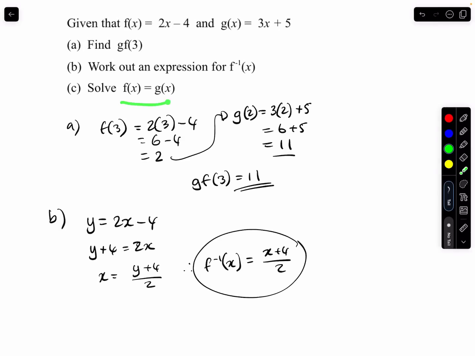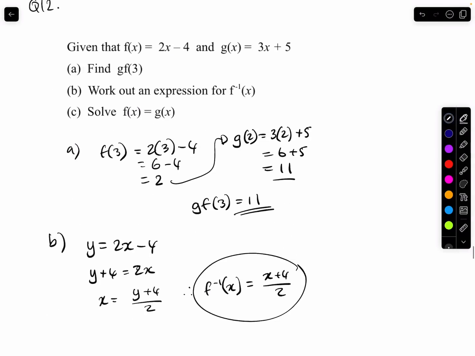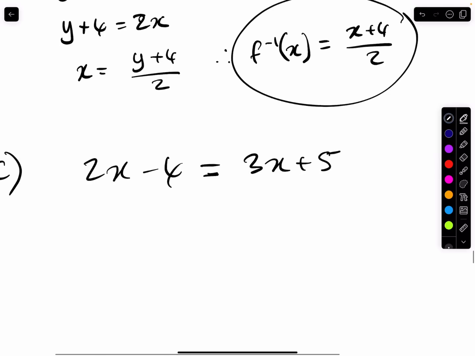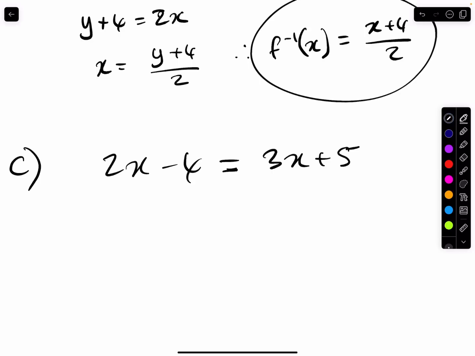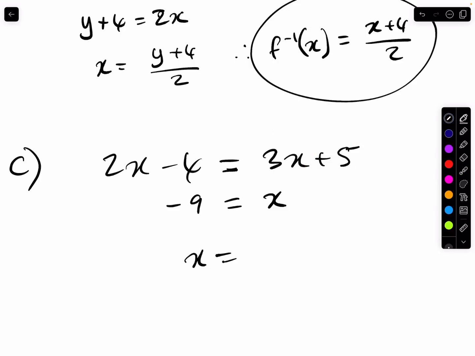Right, then it says solve f of x equals g of x. This is actually quite straightforward. It's just saying make this equal to that, and then solve it. That is part C. So 2x minus 4 is equal to 3x plus 5, and this becomes a linear equation that we have to solve. I'm going to take the 2x to this side because it's smaller. So 3x minus 2x is just x. I want to take the 5 to that side by taking away. So minus 4 minus 5 would be minus 9. Therefore x is minus 9. That's the answer to solving that.